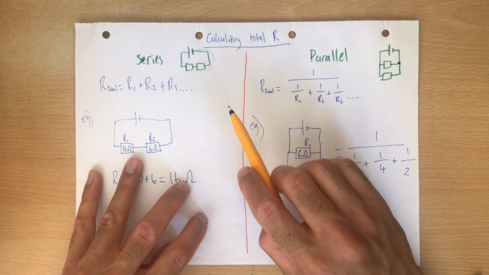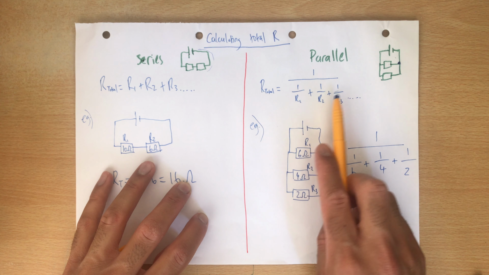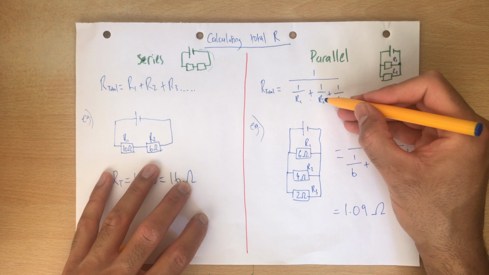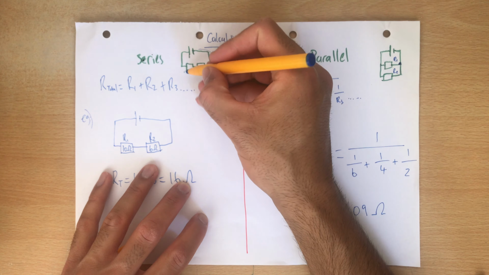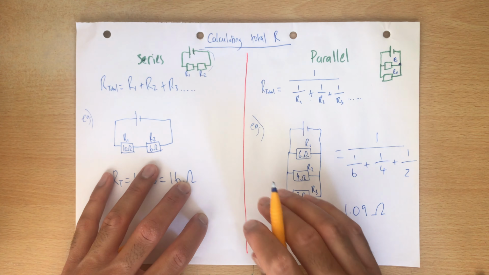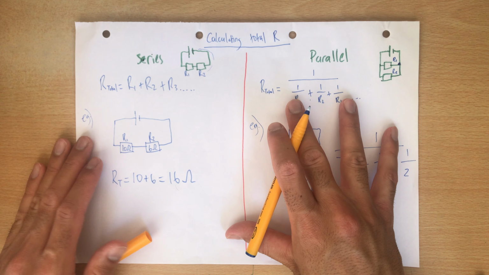So to calculate the total resistance in a parallel circuit, it's 1 over R1, if this is R1 over here, and that's R2, plus 1 over R2, plus 1 over R3, and so on. In a series circuit, it's quite simply the resistance value of R1 plus the resistance value of R2. So let's put this into examples so we can see what is happening better.